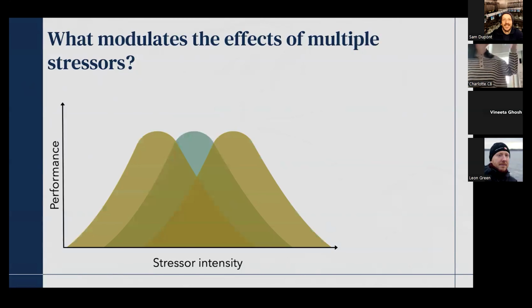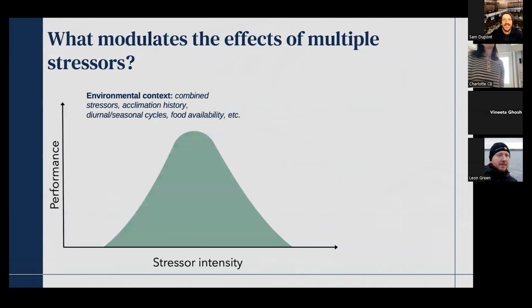And I've been interested in all the different factors that can impact this shift in performance in the context of multiple stressors. I realized that there are a lot of factors we can take into consideration. So of course, there's environmental context. What combined stressors are we looking at? What's the acclimation history of the individuals? What are the daily and seasonal cycles, the food availability at the moment, the sequence of exposure, the duration of exposure? So these are some examples.